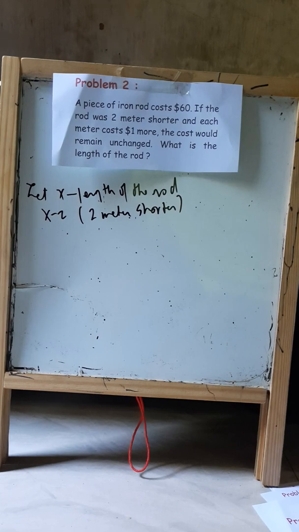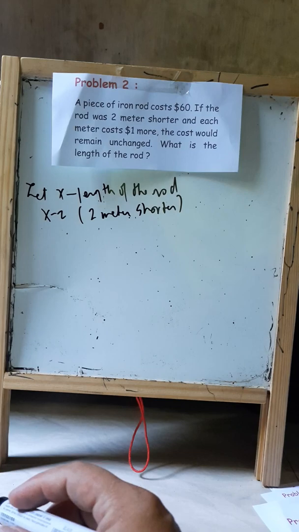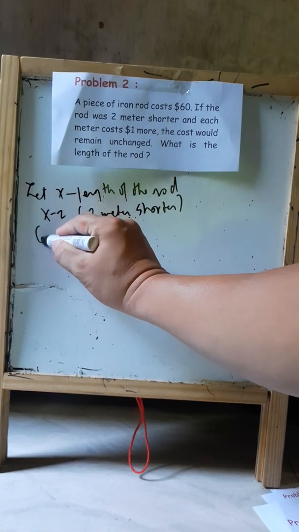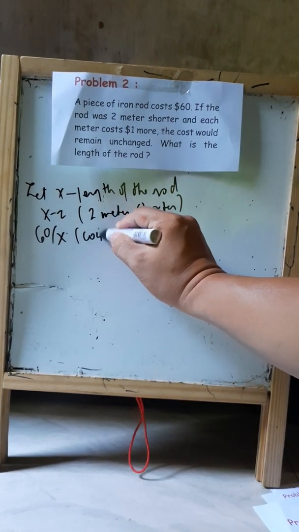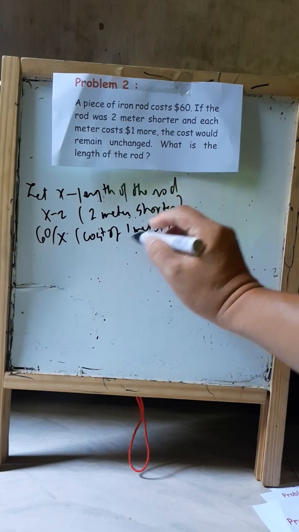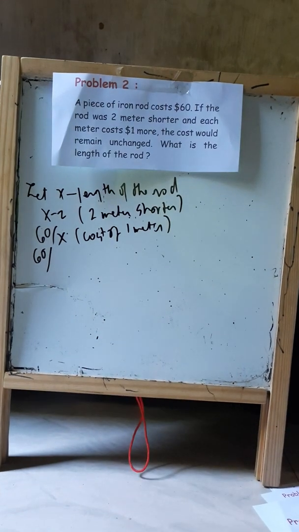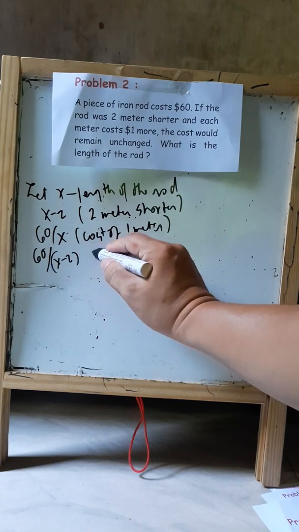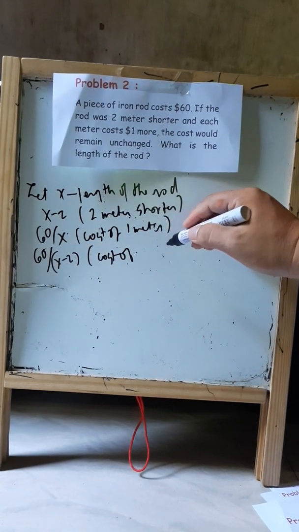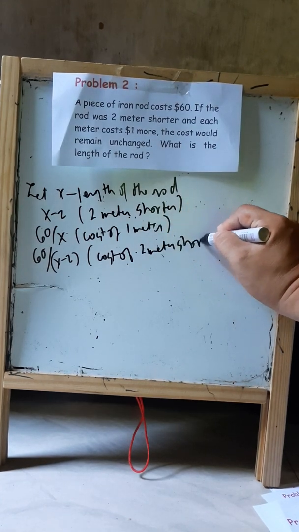The total cost of both rods is $60 because the cost would remain unchanged. So the cost of 1 meter of the given rod is 60 over x. This is the cost of 1 meter of the given rod, while the cost of 1 meter of the rod which is 2 meters shorter is 60 all over x minus 2.